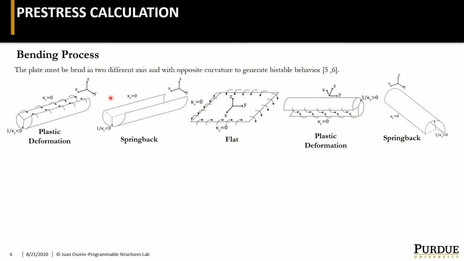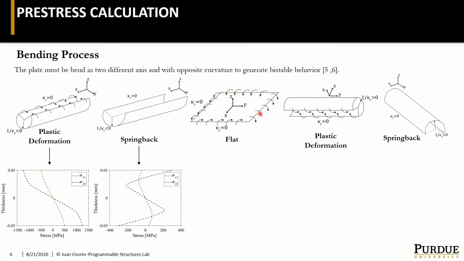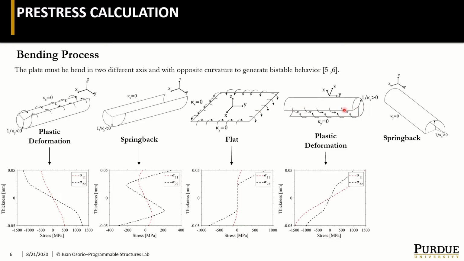Okay, to calculate the prestress, you use a bending process already published in literature, where we start with a flat plate and we first bend it plastically in one axis. You can see here the stress along the thickness. Then you release it and let it recover its elastic part. This is called the spring back. Then you flatten it. Always consider that this flattening always needs to be elastic. Then you curve it in the other direction, generating plastic deformation in the other axis, and then you release it again to get the other spring back.